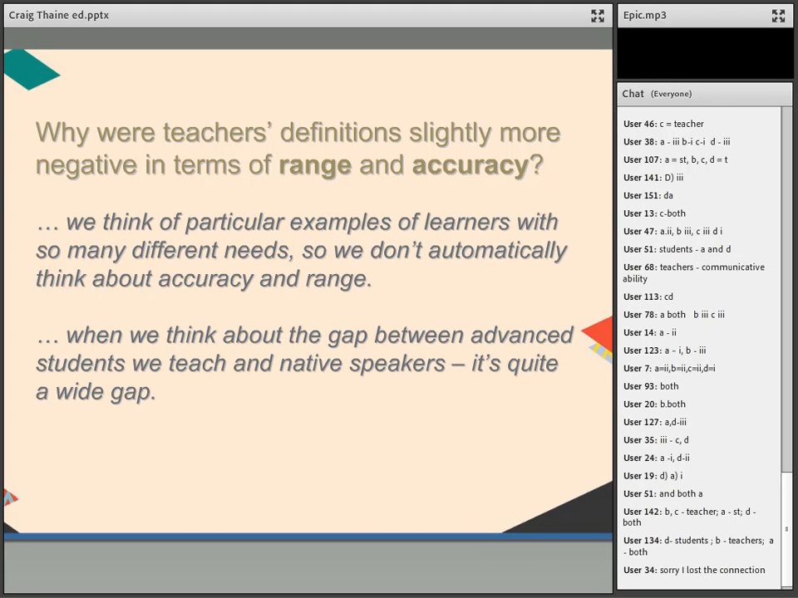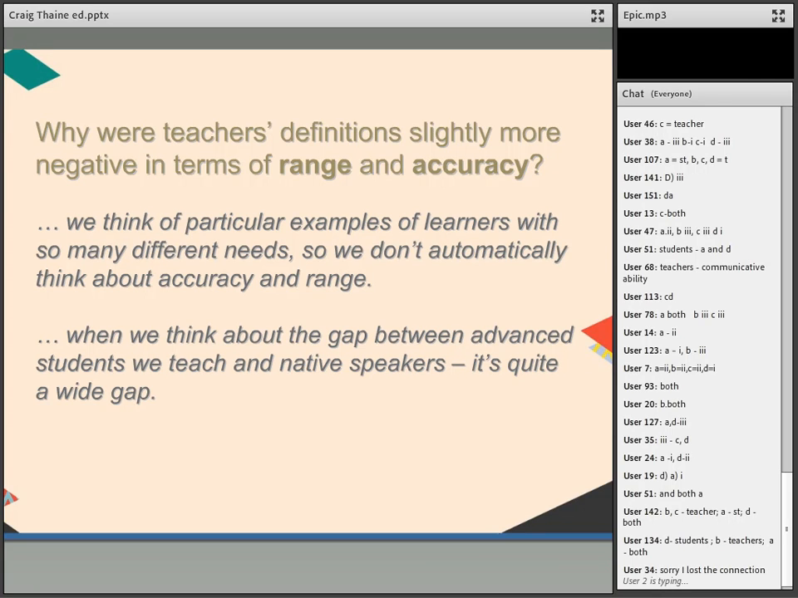In their minds, they were thinking about different learners they'd taught in the past, and that seemed to bring to mind a huge range of varied needs that learners have, and that often range and accuracy is not as great as one would imagine.